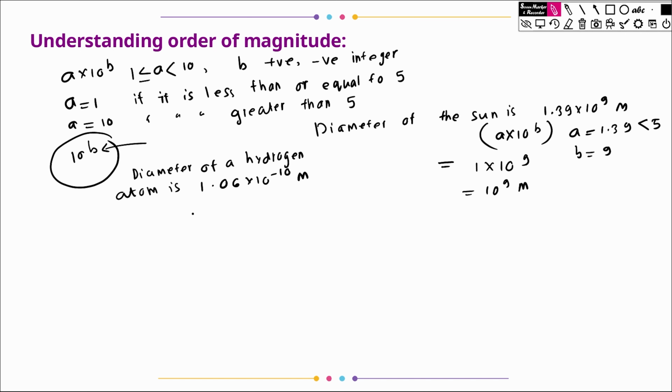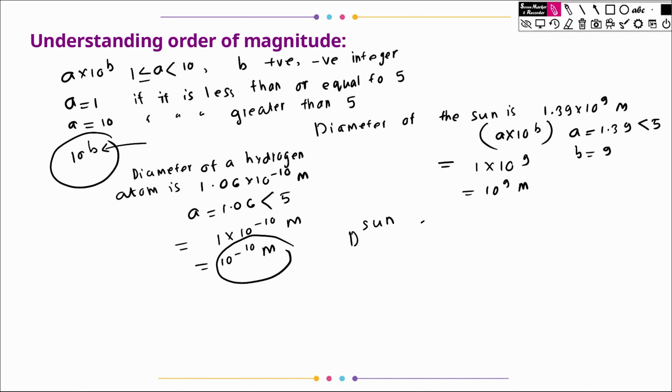Similarly, in the case of the diameter of a hydrogen atom, a is 1.06, which is again less than 5. Therefore, you can approximate it as 1 × 10^-10 meter, that is 10^-10 meter. Therefore, the diameter of a hydrogen atom is of the order of 10^-10 meter. So we can say the diameter of the sun is 9 minus (minus 10), that is 19 orders of magnitude larger than the diameter of a hydrogen atom.